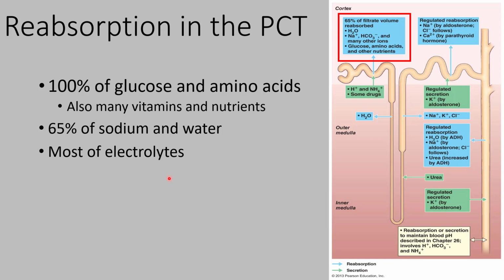So let's talk about what is reabsorbed. Right here we're looking at the blue boxes, and specifically right now we're looking at what's reabsorbed at the PCT. So this blue box right here, coming from the PCT: 100% of glucose and amino acids, 100% of most vitamins and nutrients are reabsorbed at the proximal convoluted tubule. 65% of sodium and water are reabsorbed at the proximal convoluted tubule. Most electrolytes are reabsorbed at the proximal convoluted tubule.